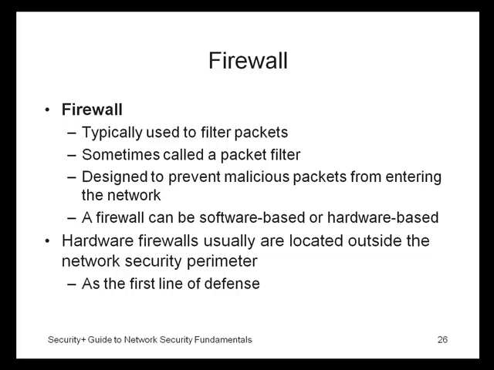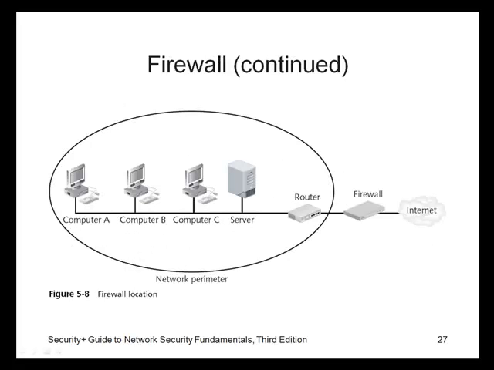Hardware firewalls usually outside the network is the first line of defense. And it's the one that typically is going to be, and they just bug the heck out of me, these publishers, because what did they have on the other ones where they showed it? We had the filter router and the firewall. Now they swapped them.